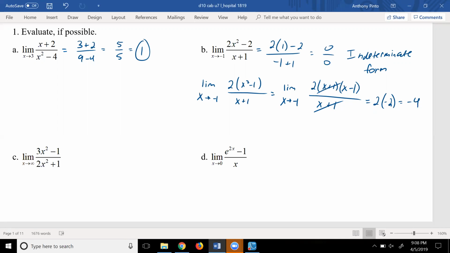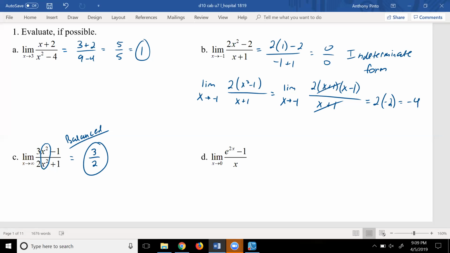The third type of limit, if we look at C, is as x goes to infinity. Remember, the thing that we're looking at is the largest degree in the numerator and the largest degree in the denominator. Because they both have the same degree, we call this a balanced equation. And because it's balanced, we only need to look at the coefficients of the largest degree. So we get 3 over 2 as our answer. Another nice, easy one to do.